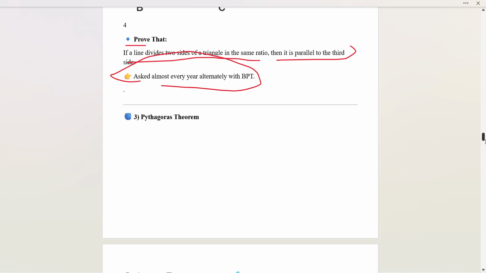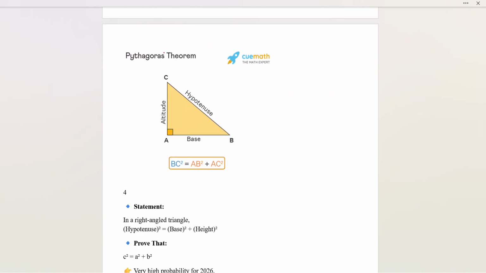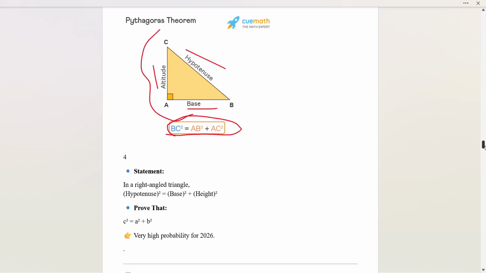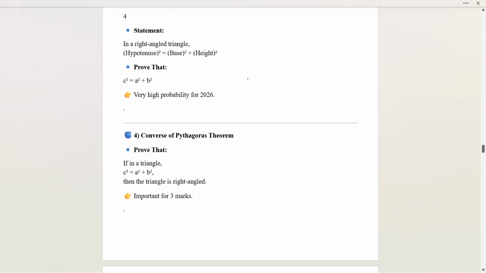Move to the next, it is the Pythagoras theorem. Here it is altitude, hypotenuse and base. For that BC square is equal to AB square plus AC square. You can draw that diagram in your board exam to prove the Pythagoras theorem. Next is the statement. They ask in your board exam, in a right angle triangle, hypotenuse square is equal to base square plus height square. Prove that C square is equal to A square plus B square.